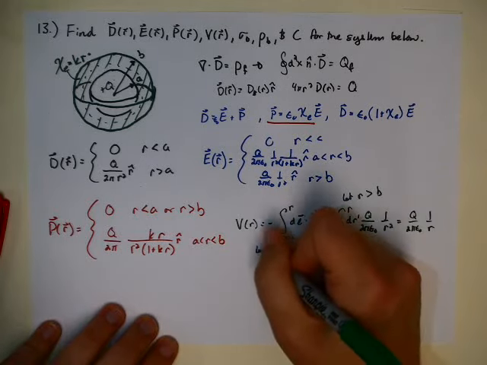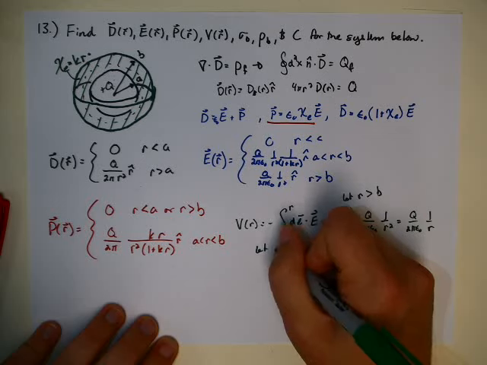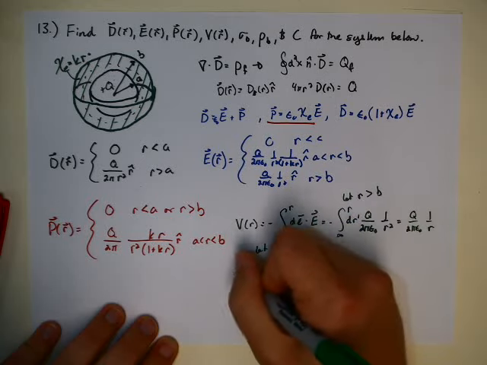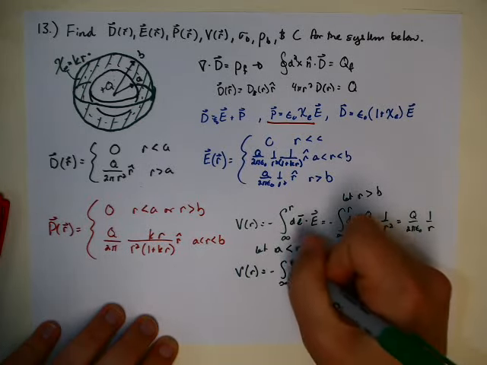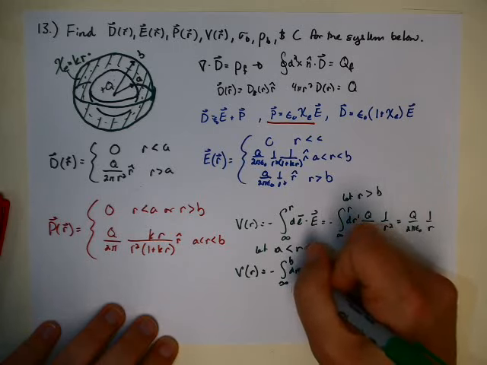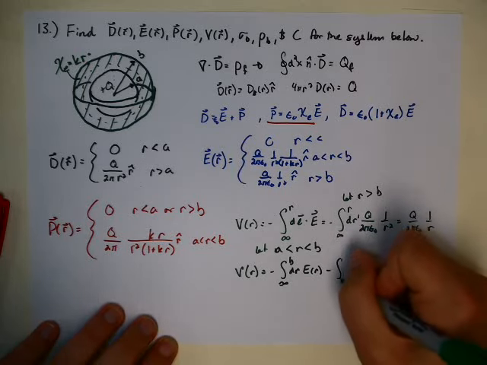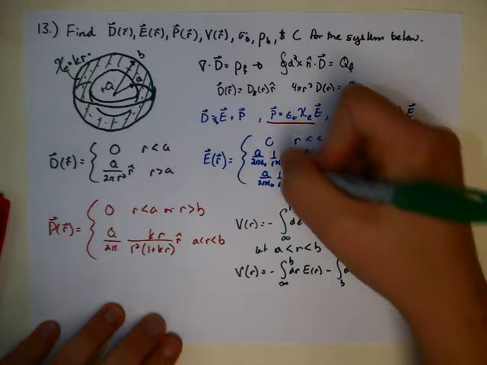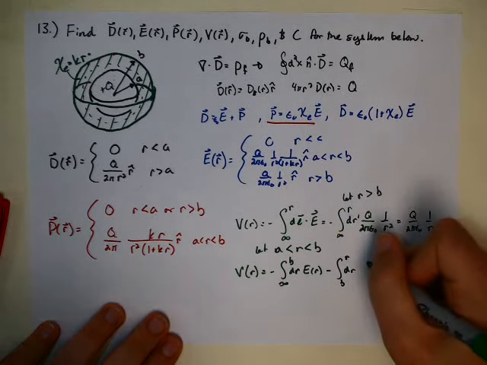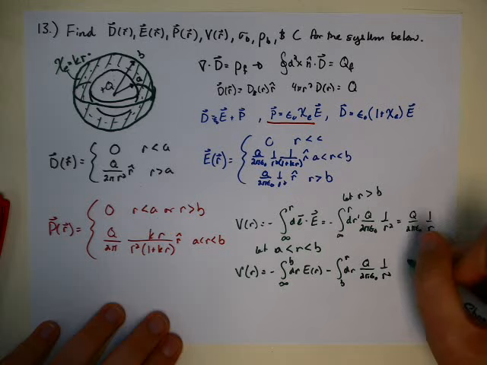Now let a be less than r be less than b. And the potential can be broken apart into 2 parts. This will be minus the integral from negative infinity to b, dr of E as a function of r, and then minus the integral from b to little r, dr of this expression right here, which is q over 2 pi epsilon naught, 1 over r squared, 1 over 1 plus kr.